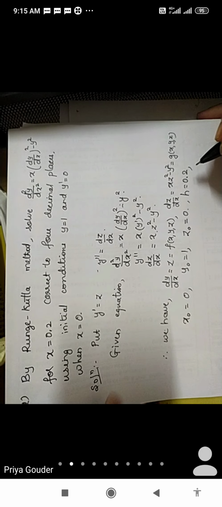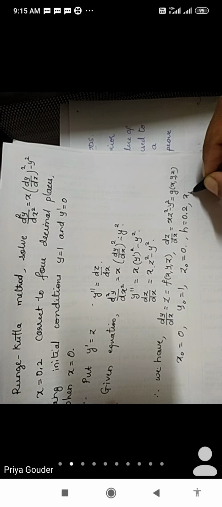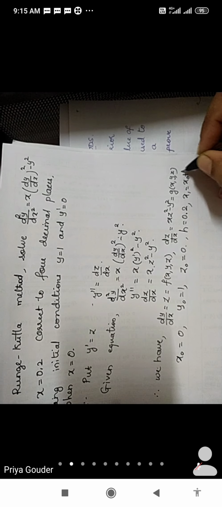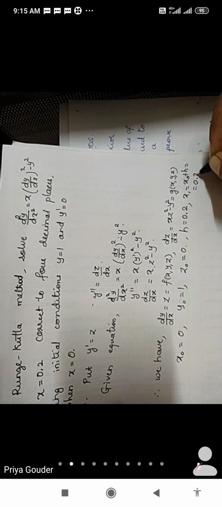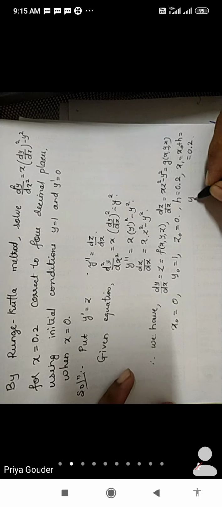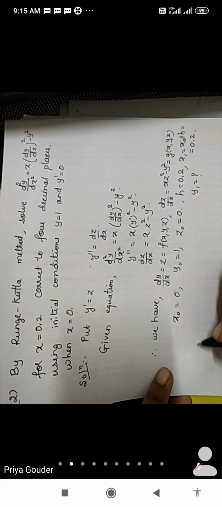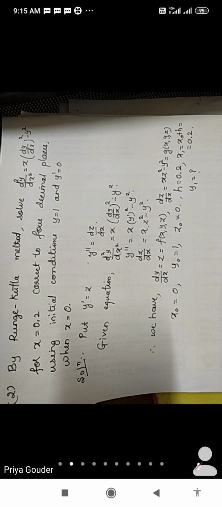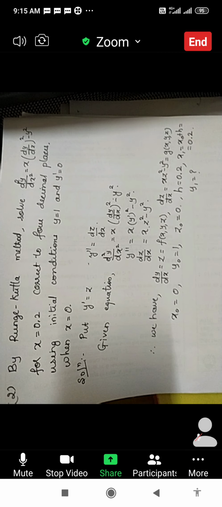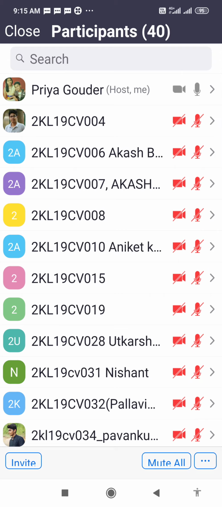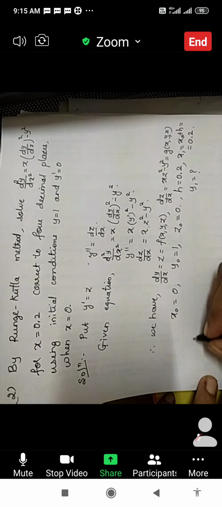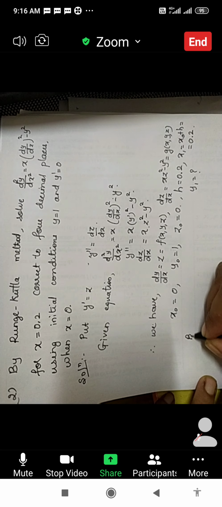0.2. So x1 you can take as x naught plus h, which is nothing but 0.2. So we are going to calculate y1 with the help of the RK method. Now, let us start solving it. First, what do we have to calculate by the RK method?